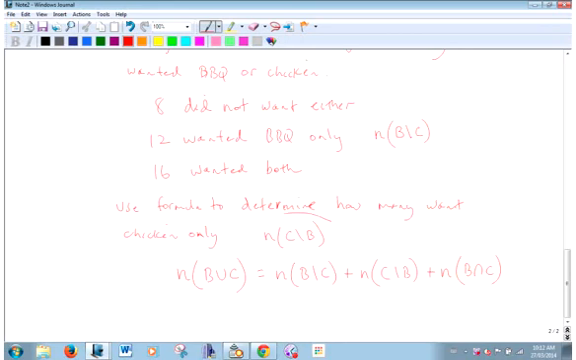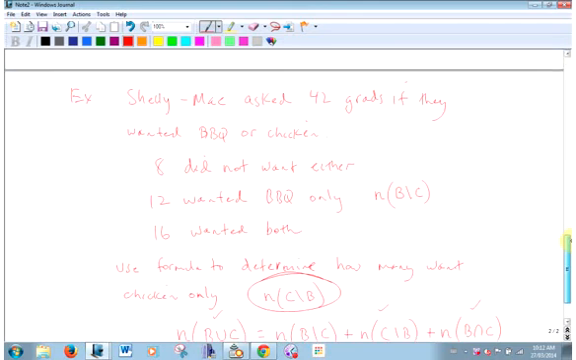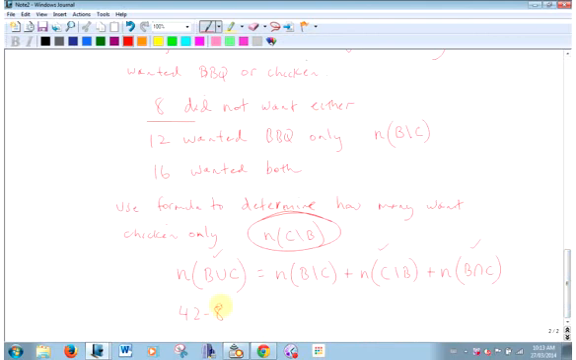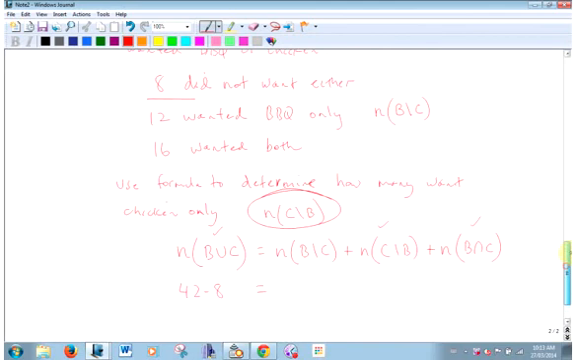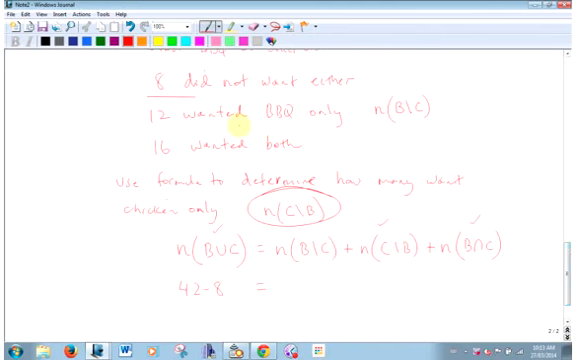What am I trying to solve for? I want to solve for this one. That means I got to know this, I got to know that, and I got to know that. Which one's this? Okay, there's 42 people. 8 didn't want either. So that means 42 minus 8 is the kids who want any of these three groups. Either just barbecue, just chicken, or maybe both. How many want barbecue only? That's 12. That goes here. That's what I'm trying to solve for.